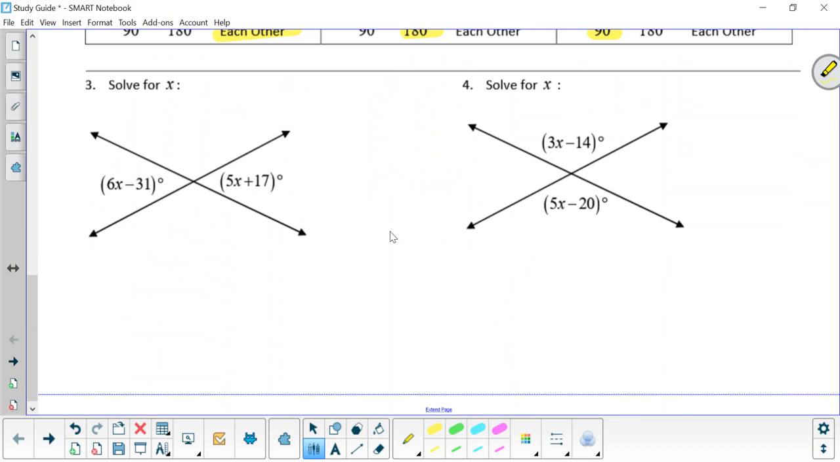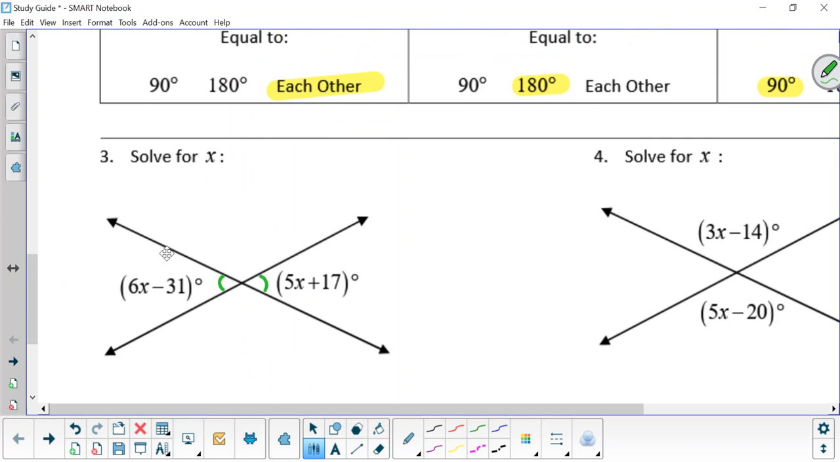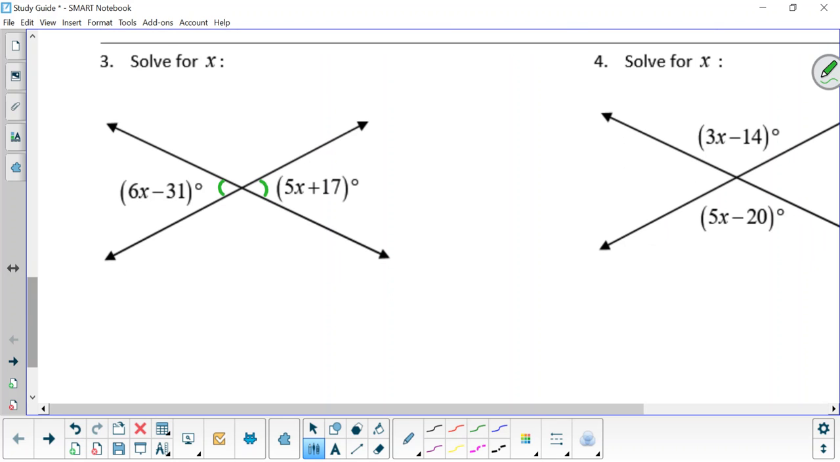Okay, moving on to 3 and 4. You first have to figure out what types of angles these are. So for number 3, if I zoom in here, these two angles are across from each other. So they are my vertical angles, which we said equal each other. So that's how I set up my equation.